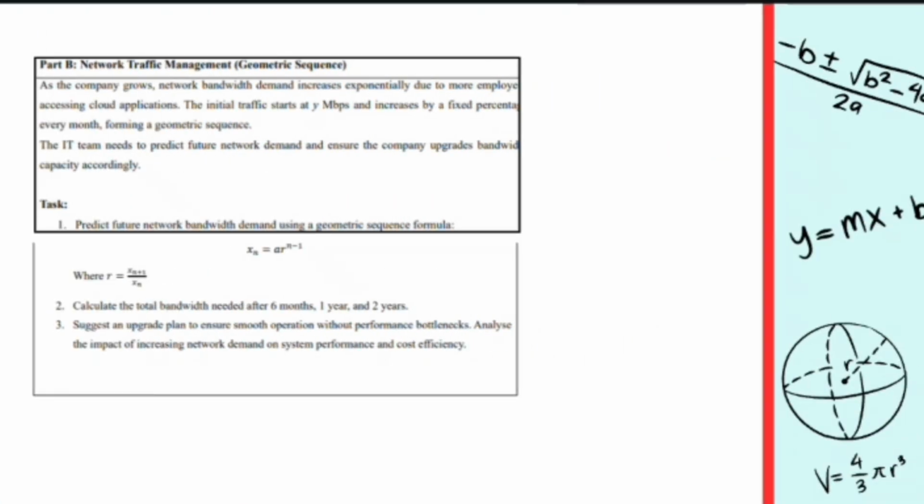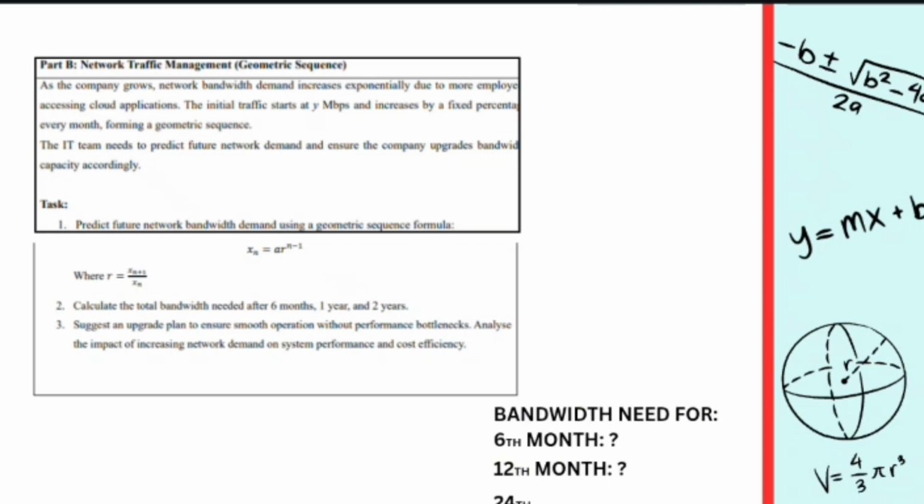Secondly, part B is a geometric sequence problem where we need to find the total bandwidth need of the company after 6 months, 1 year and 2 years.